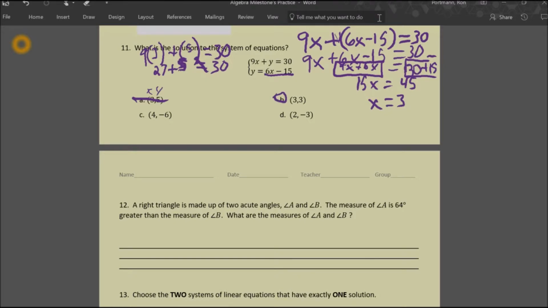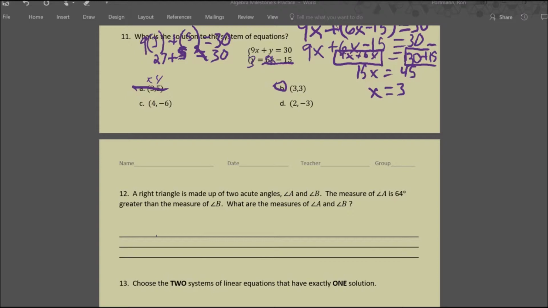Now, just to check it, if I put a 3 in for x into this equation here, 6 times 3 would give me 18, and then 18 minus 15 would give me 3, which is my output value here. So that is your answer. That's a couple ways you could look at that, a couple ways you could solve for that, okay?